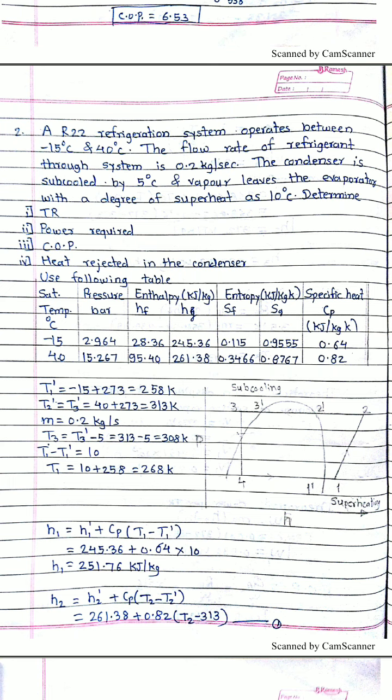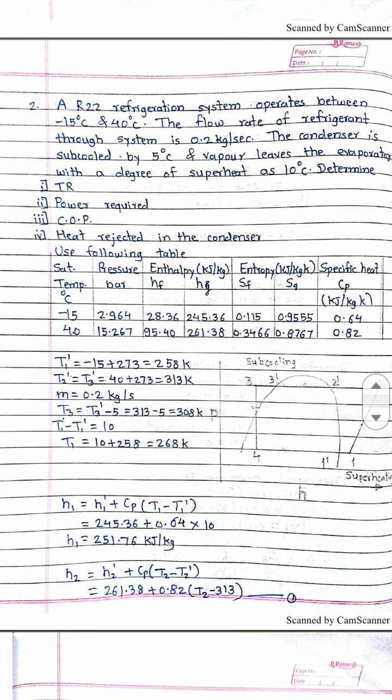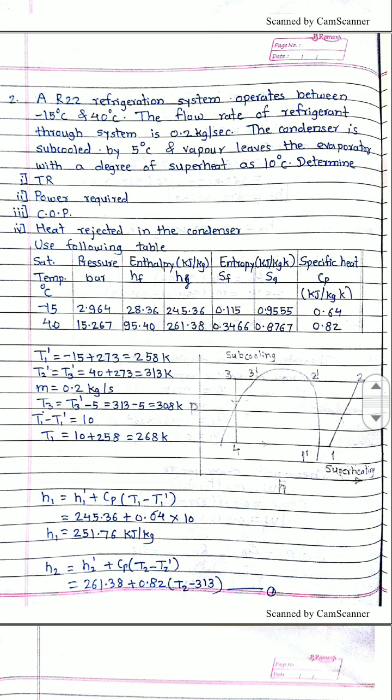Now if you read this problem carefully, the refrigerant used is R22 and that R22 system operates between the temperature limits of minus 15 to 40 degrees Celsius, meaning evaporator temperature is minus 15 degrees Celsius and condenser temperature is 40 degrees Celsius. The mass flow rate of refrigerant is given as 0.2 kg per second and the condenser is subcooled, please remember this point, subcooled by 5 degrees Celsius and the vapor leaves the evaporator with a degree of superheat of 10 degrees Celsius.